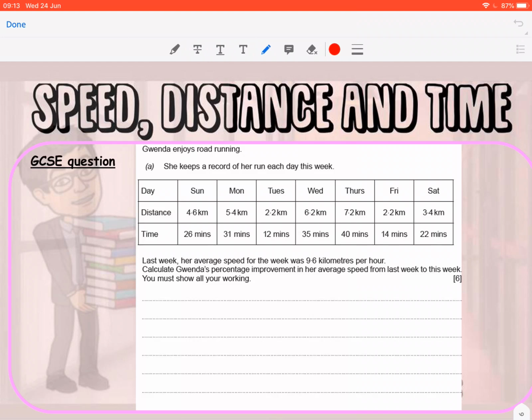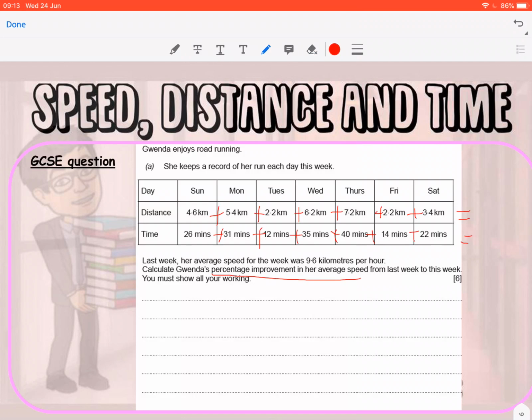So I don't expect you to be able to do this straight away. Percentage improvement is a slightly different topic to what we're working on, so I don't expect you to be able to do that immediately. What I'd expect you to be able to do is work out your average speed this week. So in order to do that, I've got to add all these bits up. I've got to add up whatever's in her table. I've got to add up her times, and I've got to add up her distances.